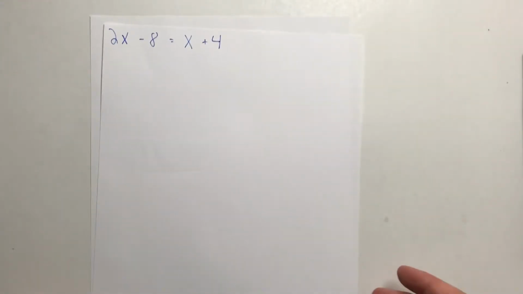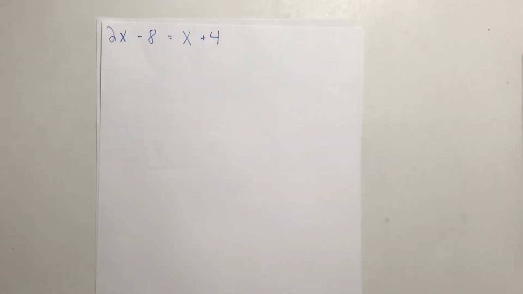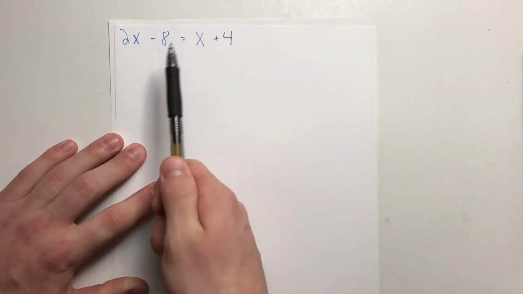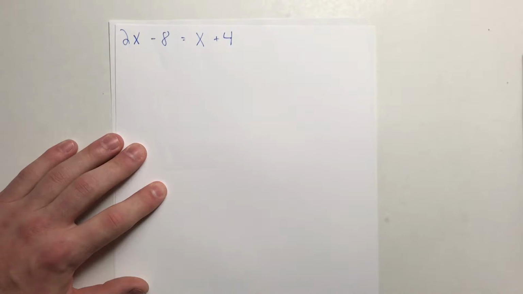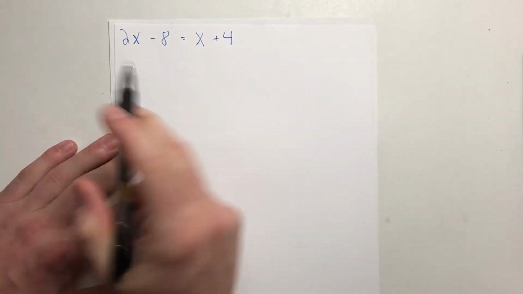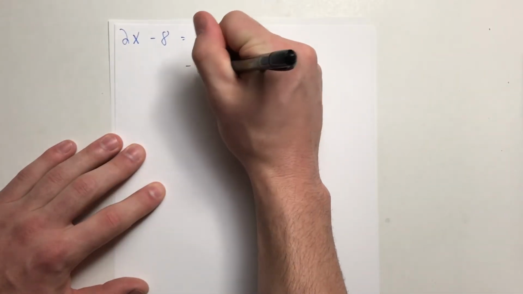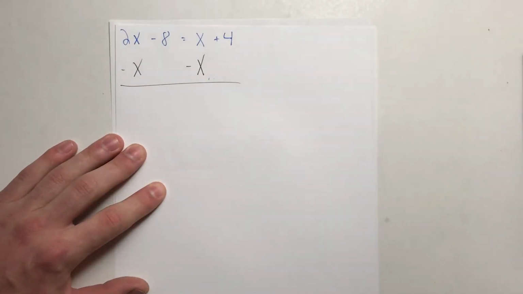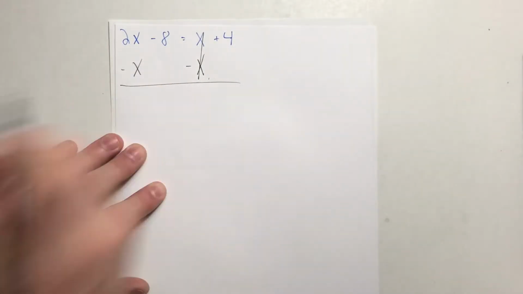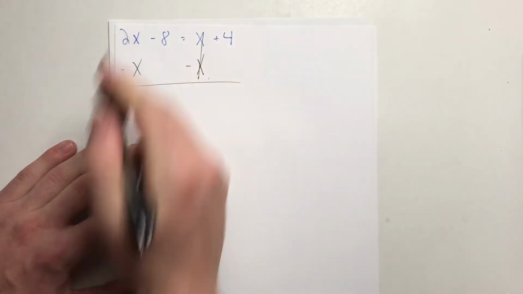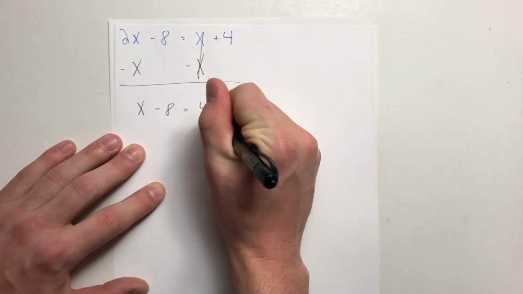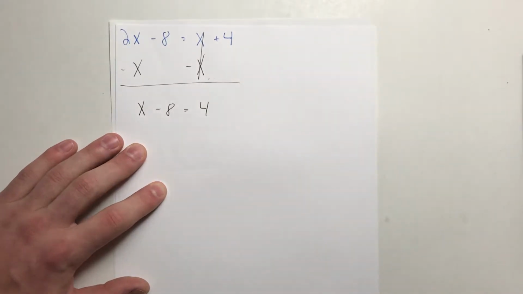This next one isn't going to be too bad either. We just want to go about this with the same process. We want all of our x's on one side of the equal sign and all of our constants on the other. So I'm going to show all my work for this one too. I'm going to just subtract x from both sides to start off. Just like that. So we have x minus x, so we get a nice cancellation there. And we have 2x minus x, so what we're left with is just x there. And then we have our minus 8 equals 4 left over there.